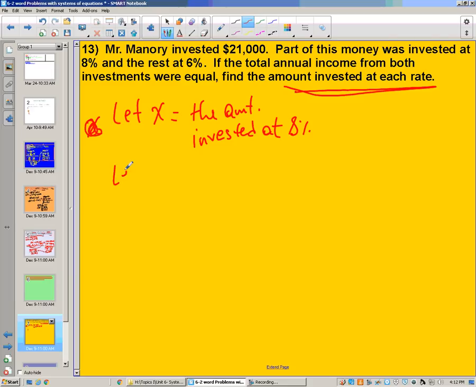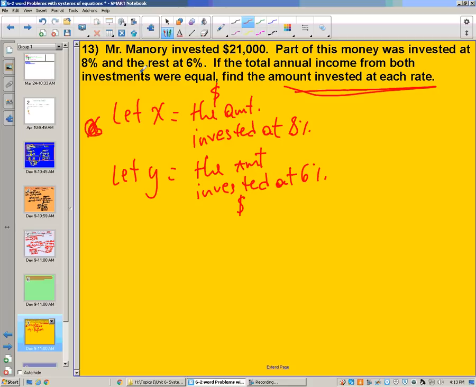Okay? And then let's let y equal the amount invested at 6%. So now we have x and y. So it's the amount of money, right? X and y are dollar amounts. So this is dollar and this is dollar.